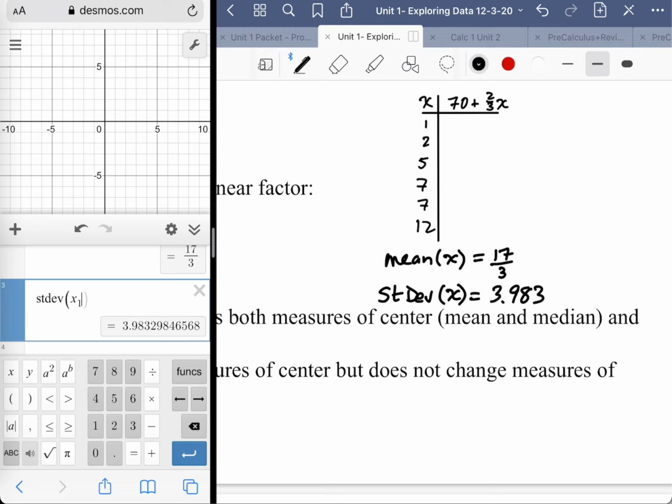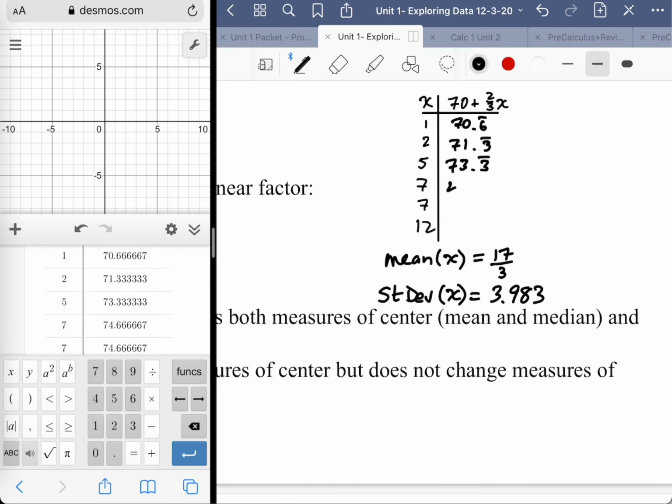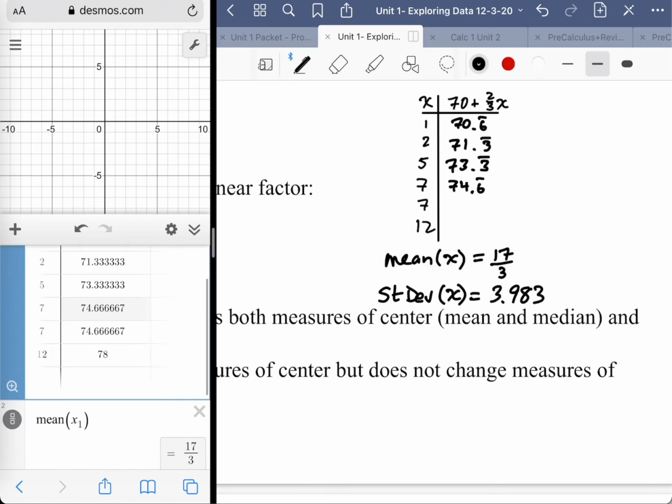Now, what I want to do is look at what's going to happen to the mean and standard deviation after the transformation. So going back to all these values, I could just approximate it: 70.6 repeated, not really, that's actually an exact value, 71.3 repeated, 73.3 repeated, 74.6 repeated twice, and then 78.